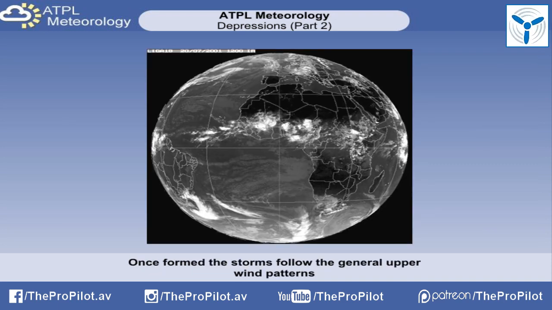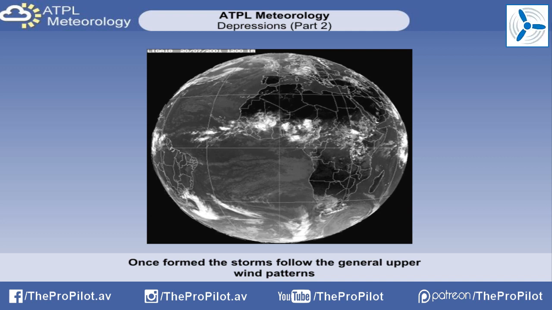Once formed, the embryonic storm moves westwards with the upper easterly flow at around 15 knots. The warm seas over which they pass act as the initial source of energy. The formation of cloud and precipitation then releases latent heat, which adds more energy to the system as it develops.